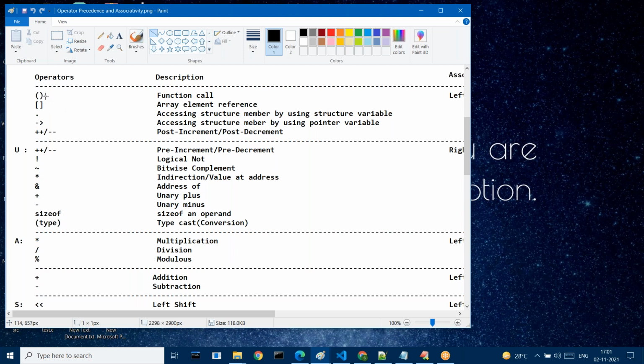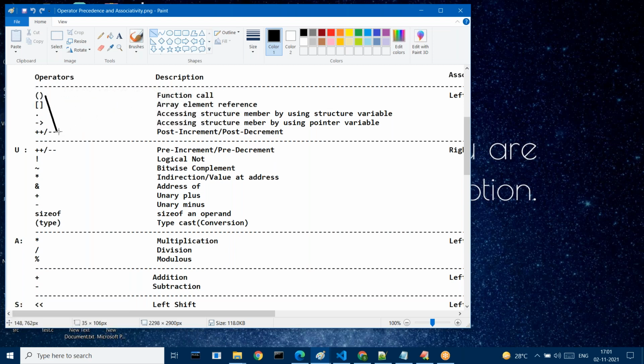Of course, first bracket open, first bracket close is an operator. Explicitly we have not discussed it, but whenever we learn the function concept, this first bracket open, first bracket close will come into the picture. Like third bracket open, third bracket close is also an operator. When the array will be discussed, this will come into the picture. Next, dot operator and arrow operator. These two operators are mainly related to the structure concept. So whenever we go for structure discussion, these two operators will definitely come.